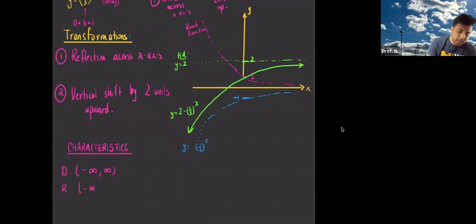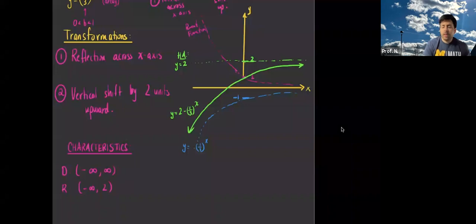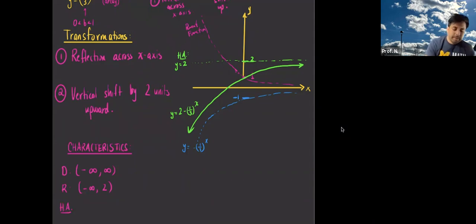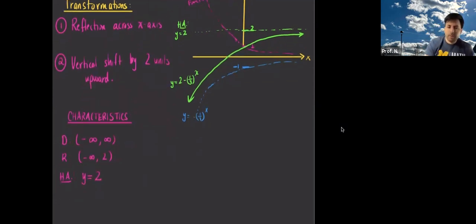It's negative infinity to 2, and we exclude 2 because 2 is the, well, what is 2? 2 is excluded. And why is it excluded? What is it known as? So the horizontal asymptote would be what? Y equals 2, right? We just said that the horizontal asymptote has now been shifted upward. So now my horizontal asymptote is y equals 2.